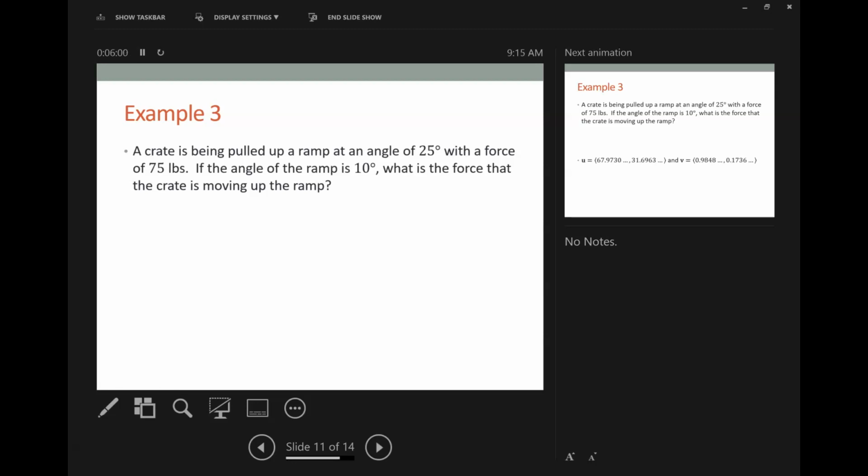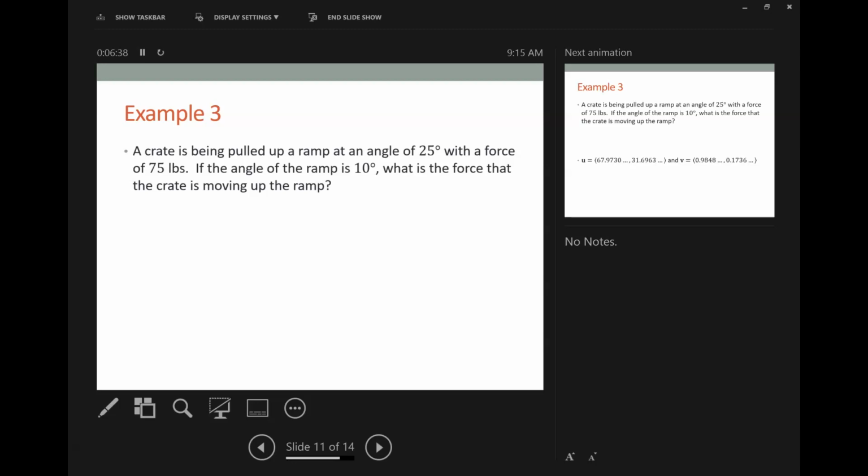So here we have a crate being pulled up a ramp at an angle of 25 degrees with a force of 75 pounds. If the angle of the ramp is 10 degrees, what is the force that the crate is moving up the ramp? This problem now is decidedly different, right? How many vectors do you hear when you read this? There are three. There are three vectors here that you should see when you read this.